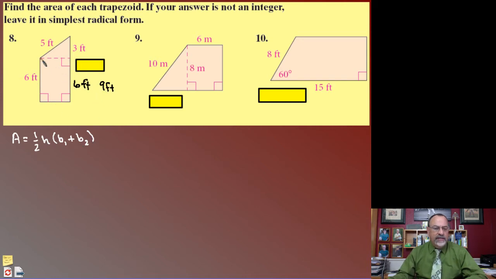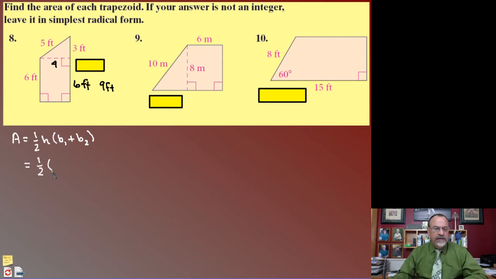And again, the height's not given to me, but it does create this nice little right triangle, so I can use Pythagorean theorem to figure out this height. Now I recognize this as a 3, 4, 5 Pythagorean triple. 3, 4, and then 5, so I know this is going to be a 4. If you need to use Pythagorean theorem to calculate that, go ahead, but if you recognize a triple, it makes it a little bit easier. So now I know all my values, so I'm just going to substitute them in.